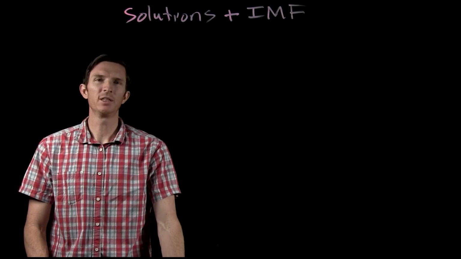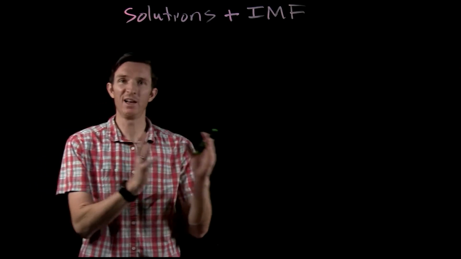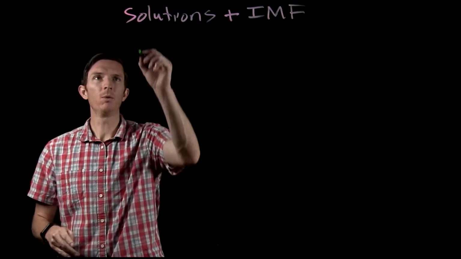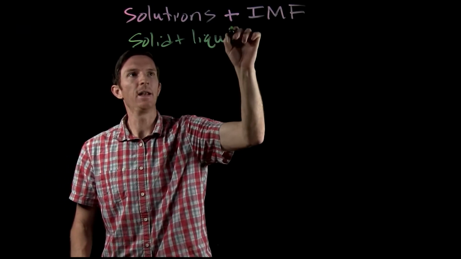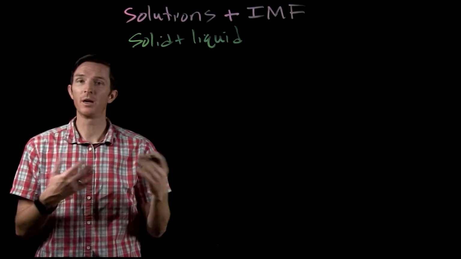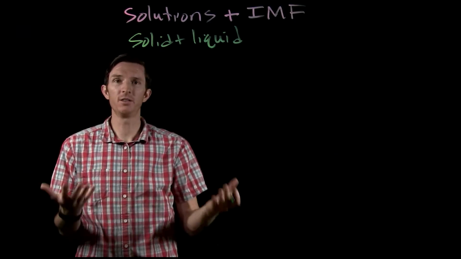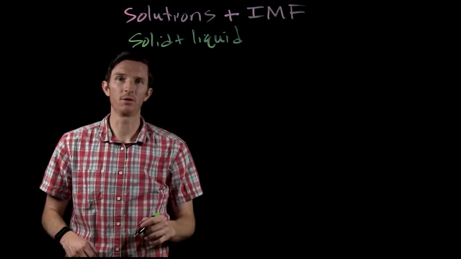So in our last video, we looked at solutions and intermolecular forces when we had a liquid and another liquid trying to mix together. Now in this video, we want to look at what happens if we take a solid and add it to a liquid and make an observation about whether those things mix or not. Is it going to dissolve? Is it not going to dissolve? And can we explain that based upon this idea of intermolecular forces?